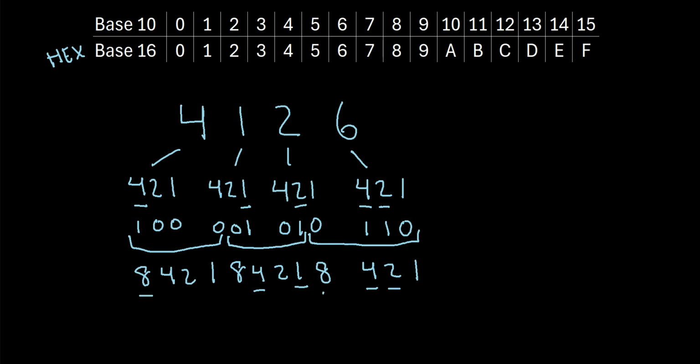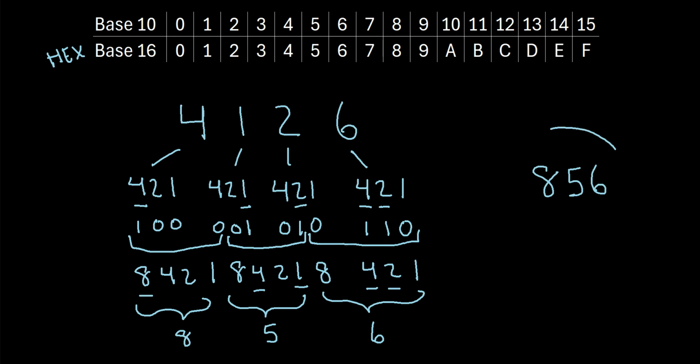All right, so the last step is let's calculate the sum of these groups of 4. So we have 4 plus 2, that's 6. And this next group we have 4 plus 1, that's 5. And in this last group we only have an 8. So just 8. So our final answer is 856. So the octal number 4126 corresponds to the hexadecimal number 856.